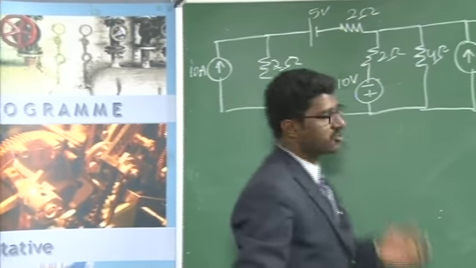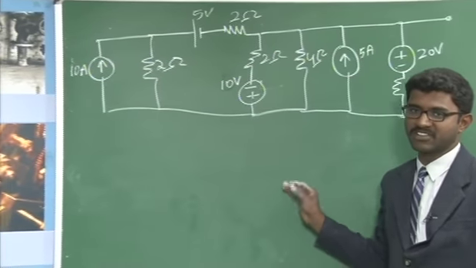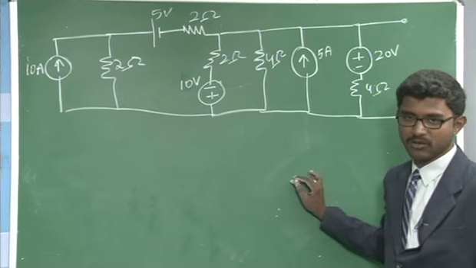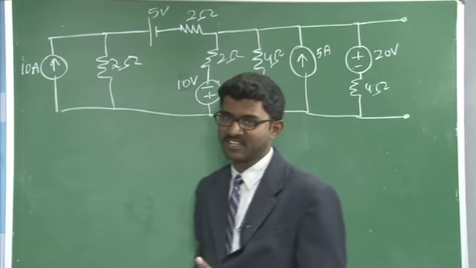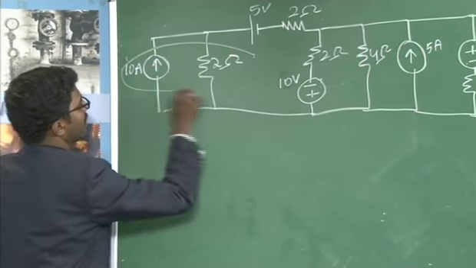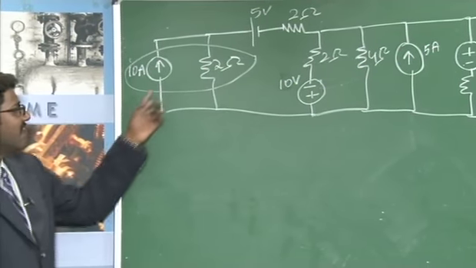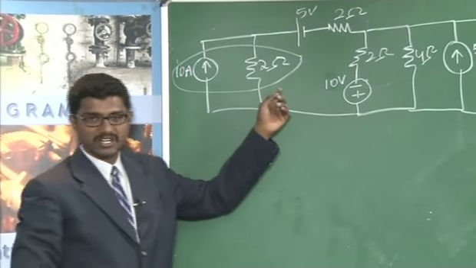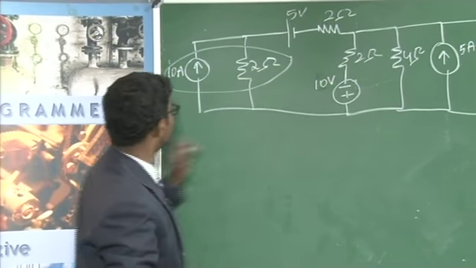In this circuit, we have multiple current sources and multiple voltage sources, that is practical sources. You need to convert it into a single voltage source, that is our question. Here you can see there is a practical current source, and a practical current source can be converted into an equivalent voltage source. That is how to convert.